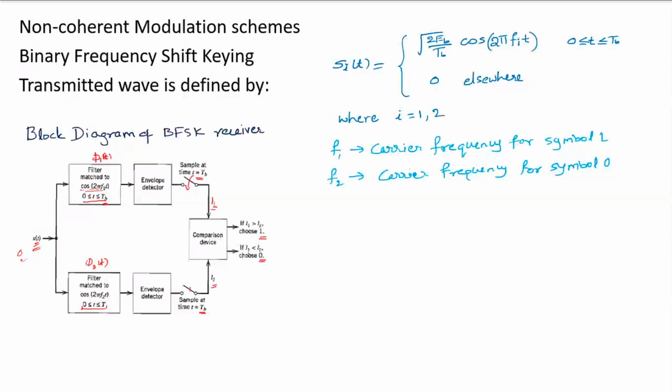I'm not going to take up the error analysis for this particular modulation scheme, that is the non-coherent modulation scheme, whether it is BFSK or DPSK. The probability of error I will define directly as half times e to the power minus Eb by 2N0. That is the average probability of error, assuming the symbols emitted by the binary source are equiprobable.